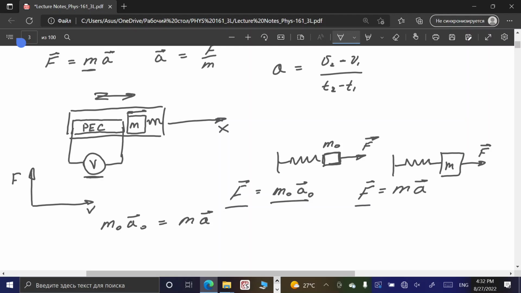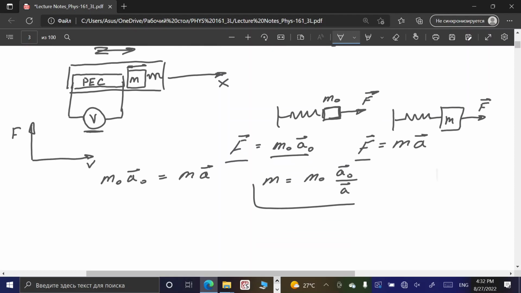So obviously then we can determine the inertial mass of this unknown object, that will be M naught times A naught vector divided by A vector. So this is the approach how you would specifically address the measurement of inertial mass, which is included in this second law of motion. Okay, so with second law of motion more or less clear, let's go to the third one.